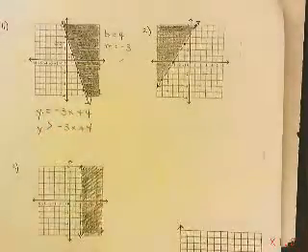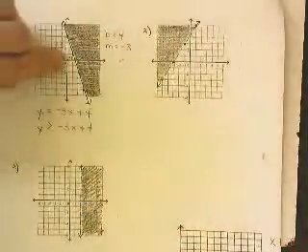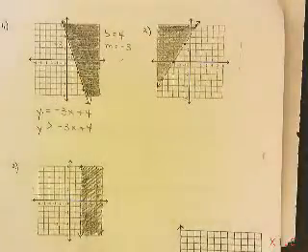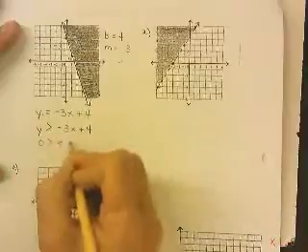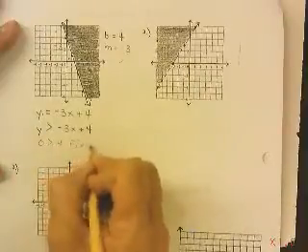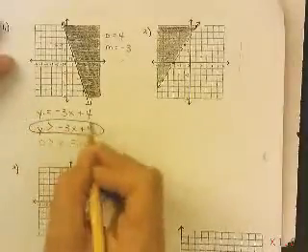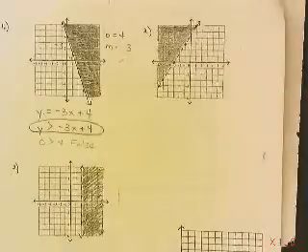But just to confirm I'm correct, I'm going to test the point 0, 0. Now when I test 0, 0, it's not in the shaded region, so I am hoping for it to be false. So is 0 greater than 4? No, that is false, so that is a good thing. So therefore, the inequality that led to this graph is y is greater than or equal to -3x plus 4.